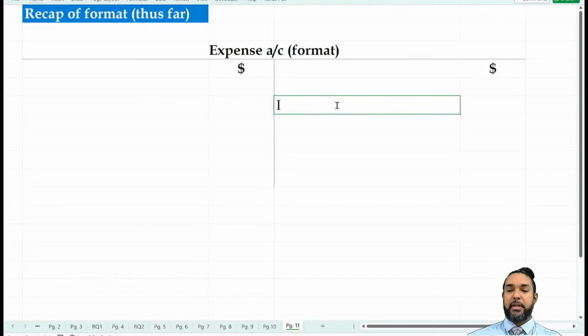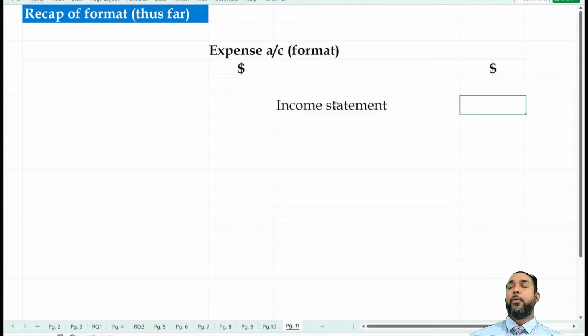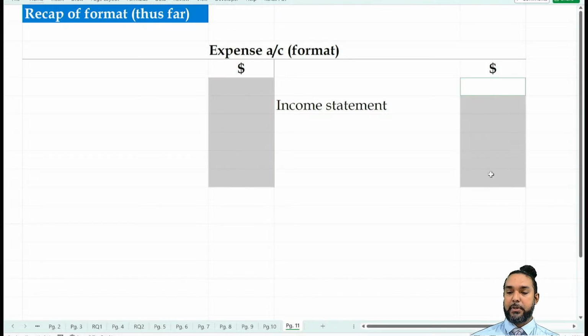But traditionally we put income statement, right? Now why do we put income statement? Because at the end of a financial period or a reporting period, all expenses incurred and revenues earned have to be transferred to the income statement for the purpose of calculating profit for the period, all right?